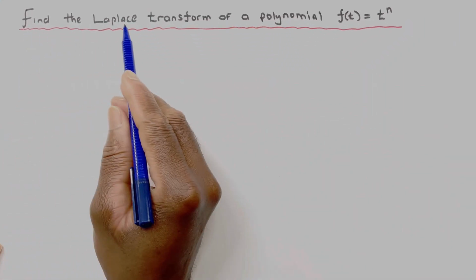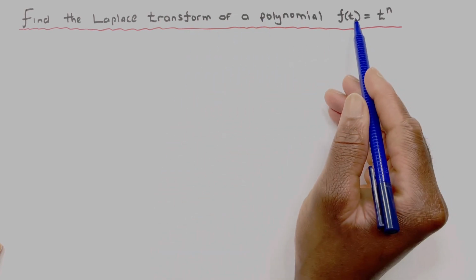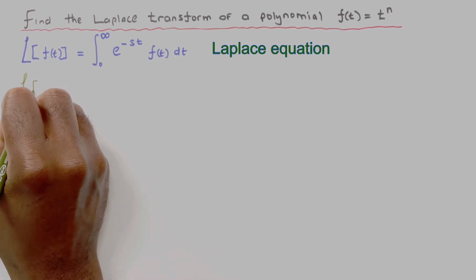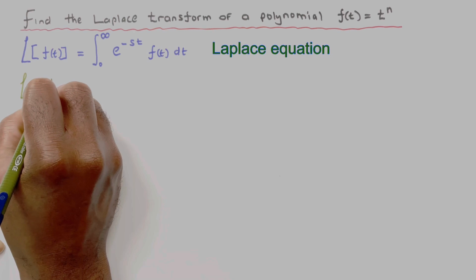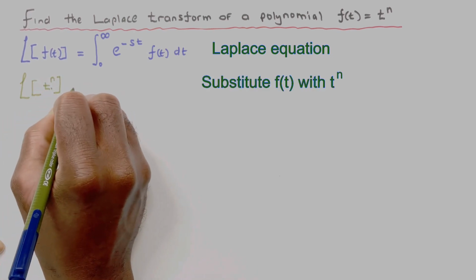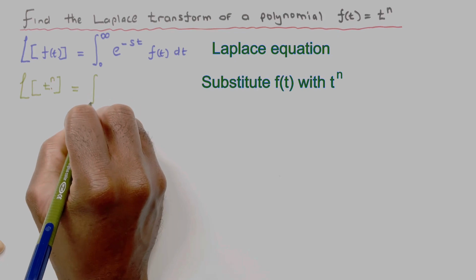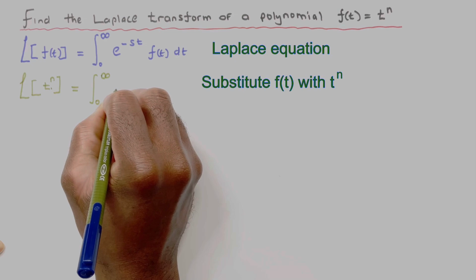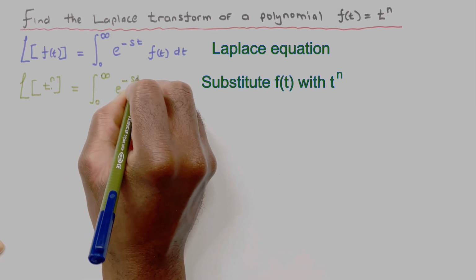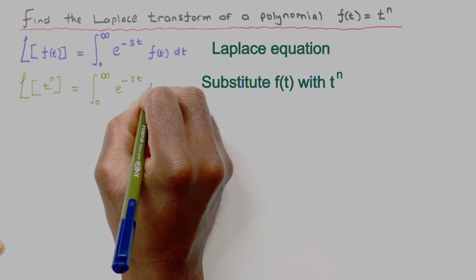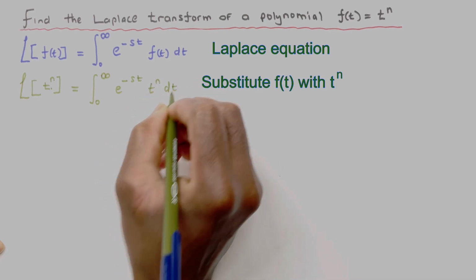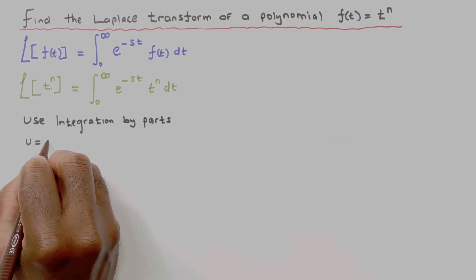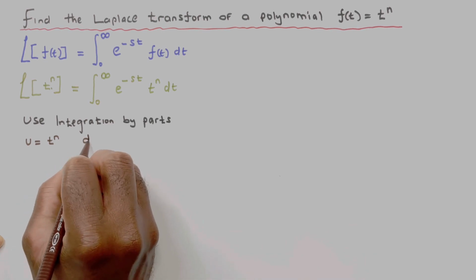Find the Laplace transform of a polynomial f of t equals t to the power of n. We have the Laplace equation, and we're going to replace f of t with t to the power of n: integral from 0 to infinity of e to the power minus st, t to the power of n, dt. We're using integration by parts, where u equals t to the power of n.